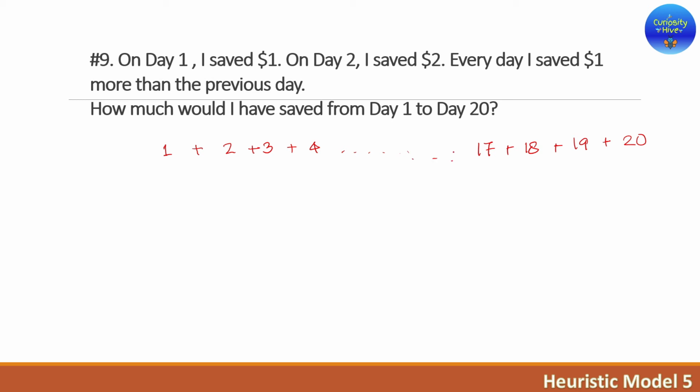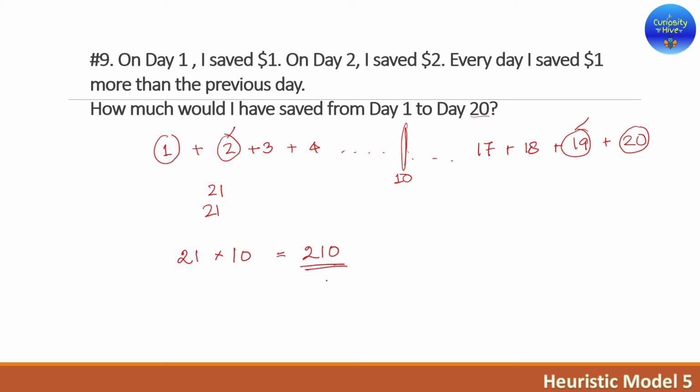So what I'm trying to do is, if you look at this pattern, if you add the first and last number, you will get 21. Similarly, if you add the second number and the second last number, you will again get 21. So you have to find the mid ground. Now, since this is an even number, it will exactly be at 10. That means we can multiply 21 10 times and this will give us the answer, which is 210.